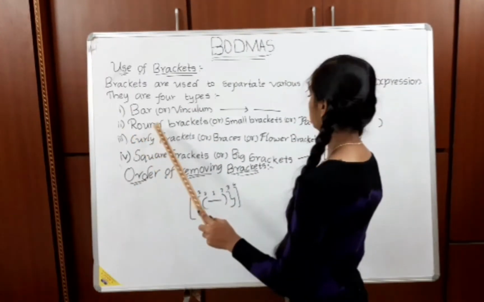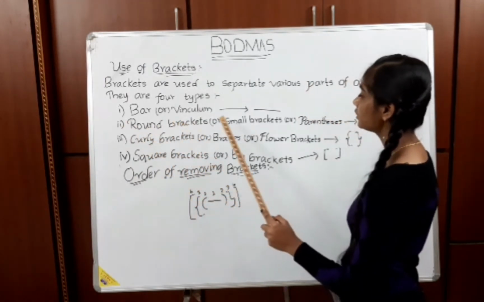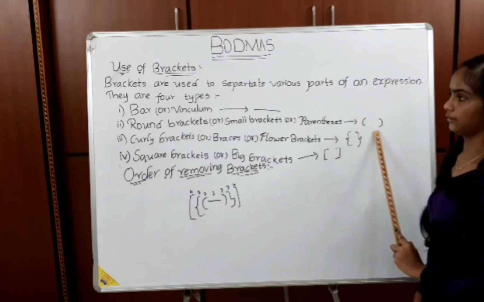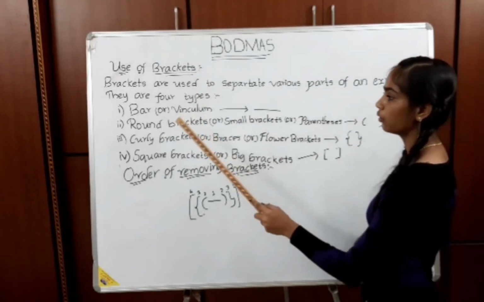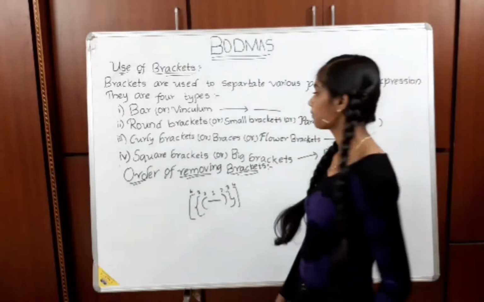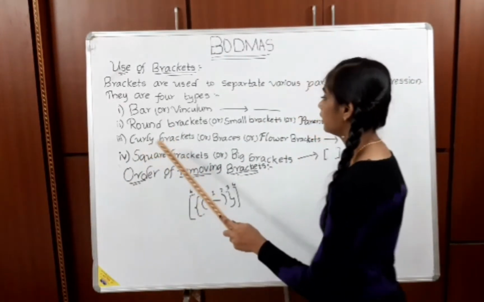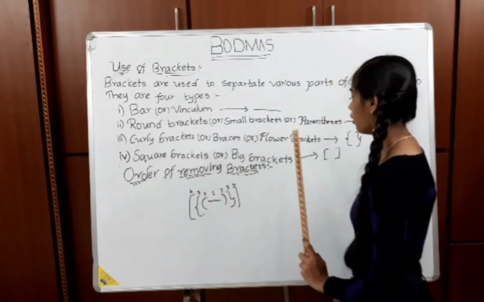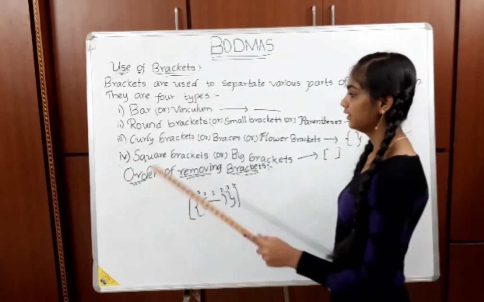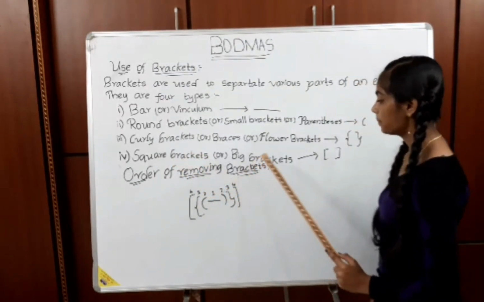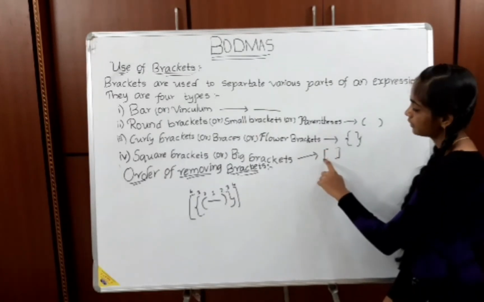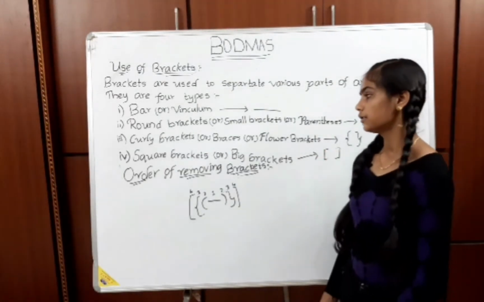Actually most people do not know about the vinculum. And the next one is round brackets or small brackets or parenthesis. We can show it like this. Most people do not know about round brackets and parenthesis. And the third one is curly brackets or braces or flower brackets, shown like this. And the fourth one is square brackets or big brackets, shown like this. It has a shape like a square, so it's called square brackets.